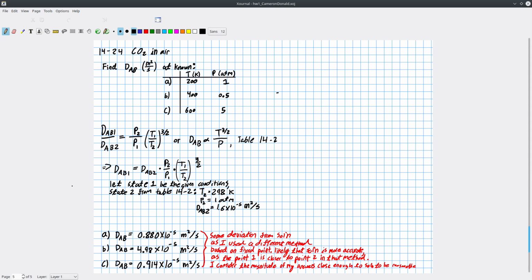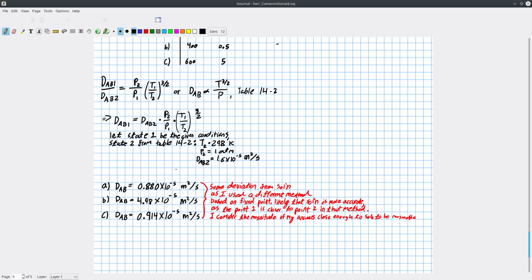Finally, we need to find the diffusivity of CO2 in air, so we can use a ratio of the diffusivities based on a known value from tables in the book. We can use the known value as our state 2 and state 1 be the given conditions, and then solve in each case for the diffusivity.